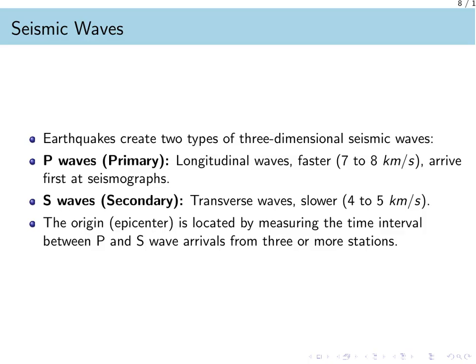Earthquakes generate seismic waves that travel through the Earth in three dimensions. There are two main types. P waves, or primary waves, are longitudinal waves. They are the fastest, traveling at 7 to 8 kilometers per second, so they arrive at seismograph stations first. S waves, or secondary waves, are transverse waves and travel more slowly at 4 to 5 kilometers per second. By measuring the time difference between the arrival of the fast P waves and the slower S waves at 3 or more different stations, geologists can triangulate the exact location of the earthquake's epicenter.